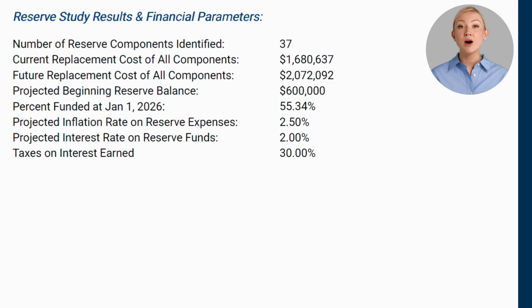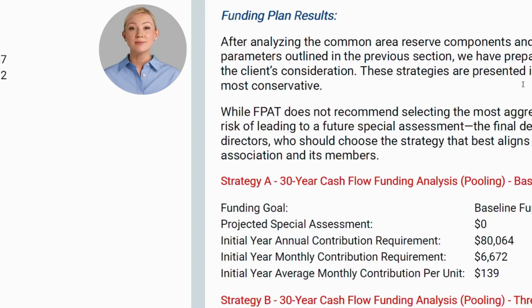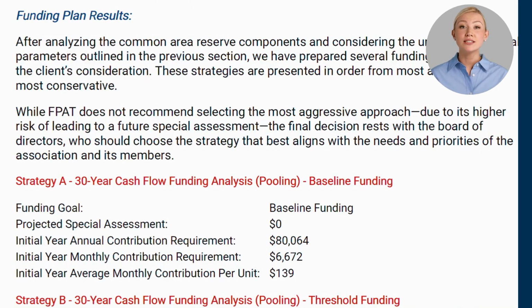Of course, we cannot predict the future with certainty, so these figures are based on reasonable estimates. Because the inflation and interest rate assumptions are applied to financial projections spanning 30 years, we recommend using stable and realistic values. The final page of the Reserve Study Summary presents the funding plan results. Every reserve study we prepare includes two pooling strategies, along with a straight-line strategy if the association is currently using that method.